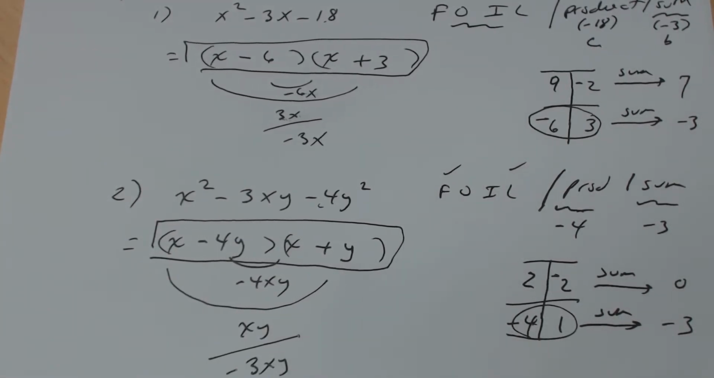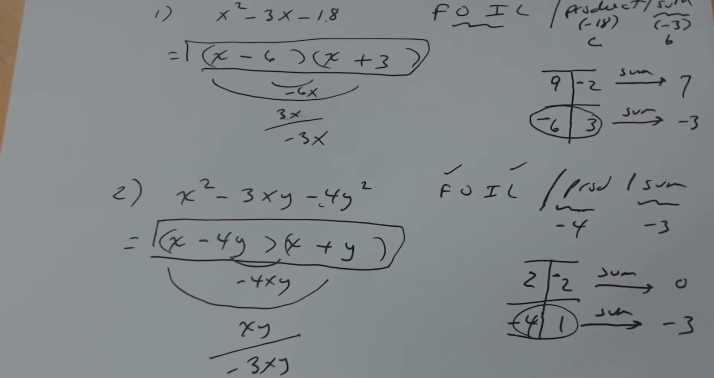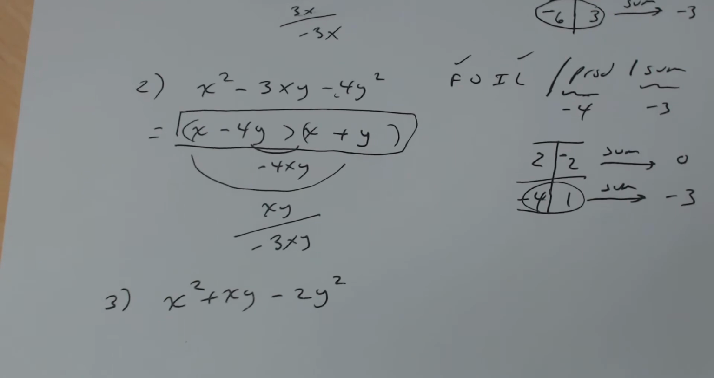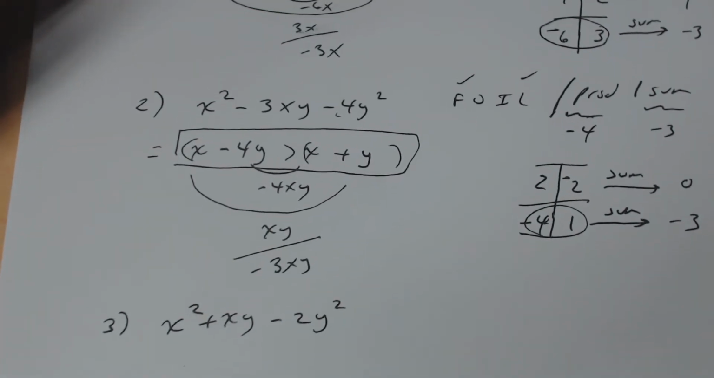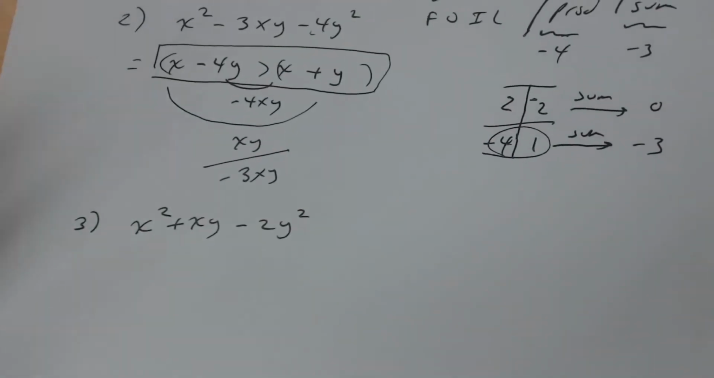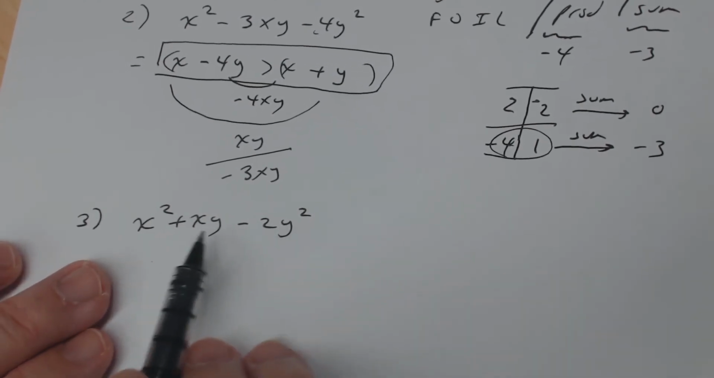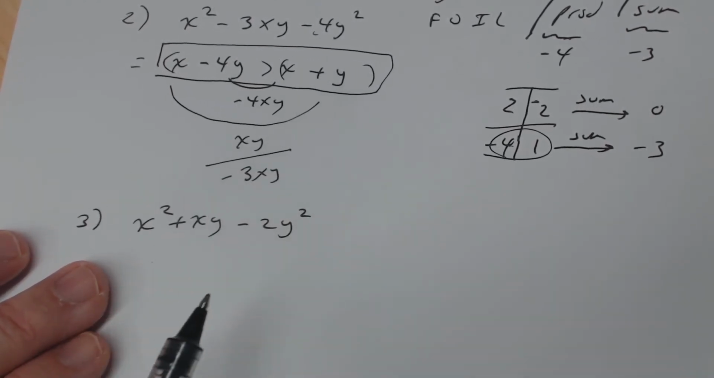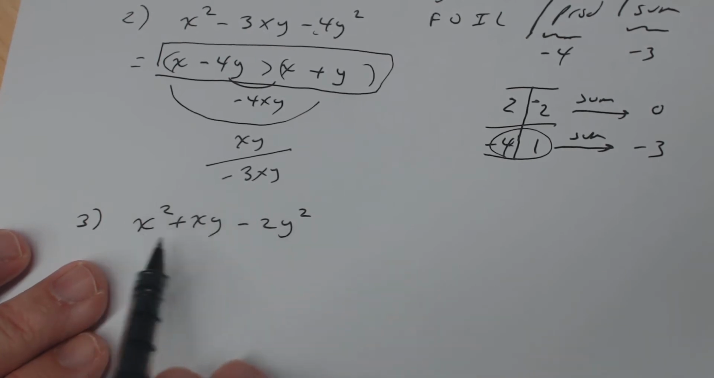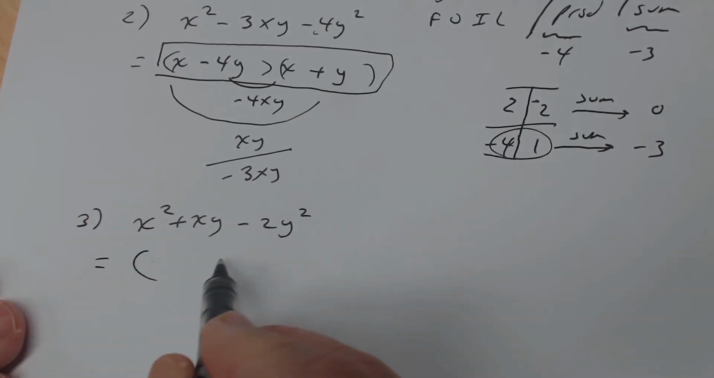Alright, let's do this one. You have x squared plus xy minus 2y squared. So x squared plus xy minus 2y squared. So again, you have two variables just like the previous one. The GCF here is 1, so I'm going to go directly to the two binomials.